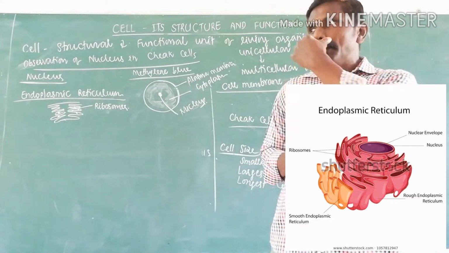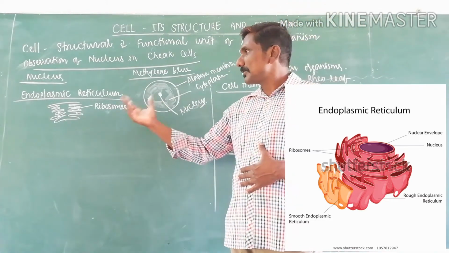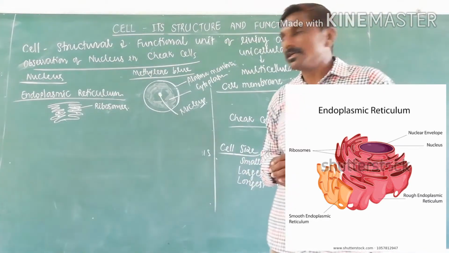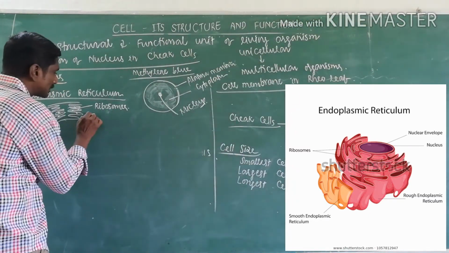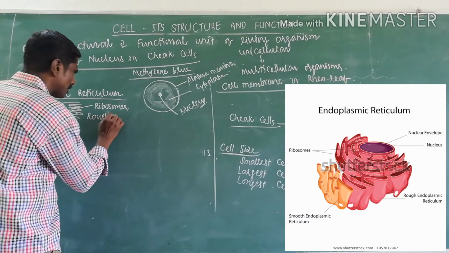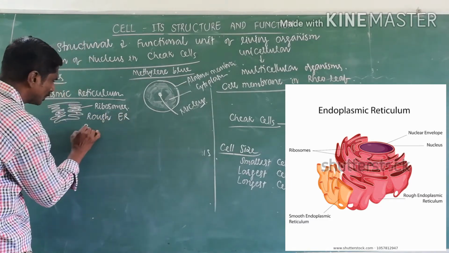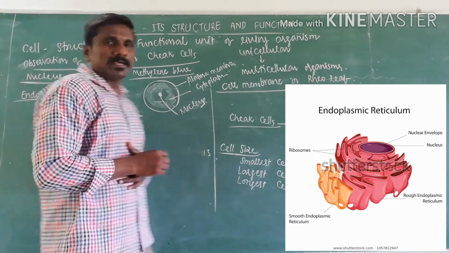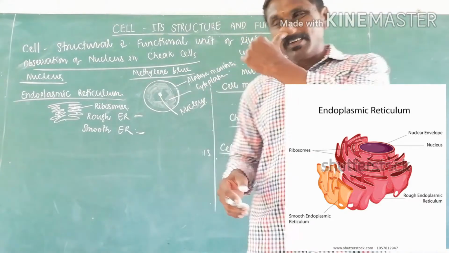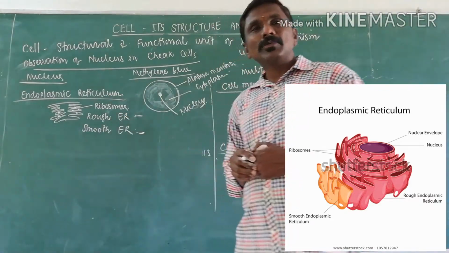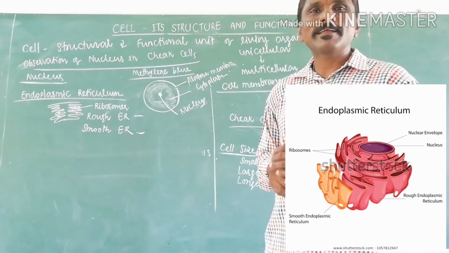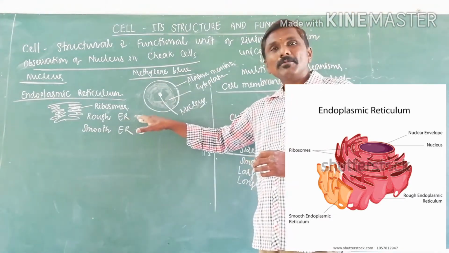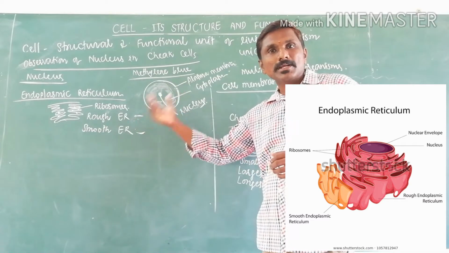Based on the presence or absence of ribosomes, the endoplasmic reticulum exists inside the cell in two forms: the rough endoplasmic reticulum and the smooth endoplasmic reticulum. The rough endoplasmic reticulum possesses ribosomes, and these ribosomes are the main organelles for the synthesis of protein. So the main role of the rough endoplasmic reticulum is protein synthesis.